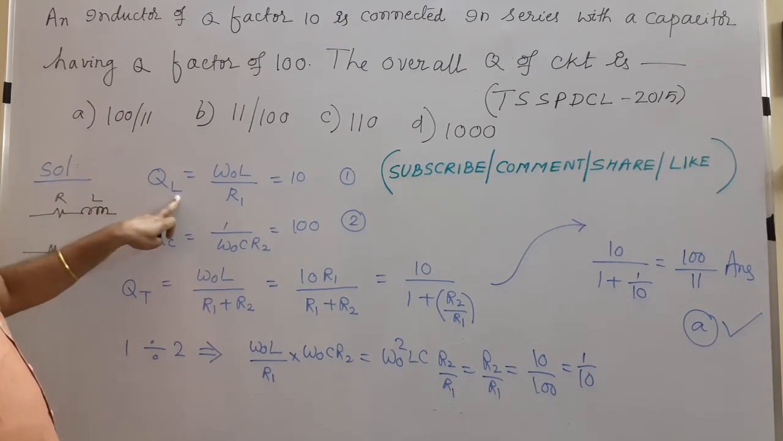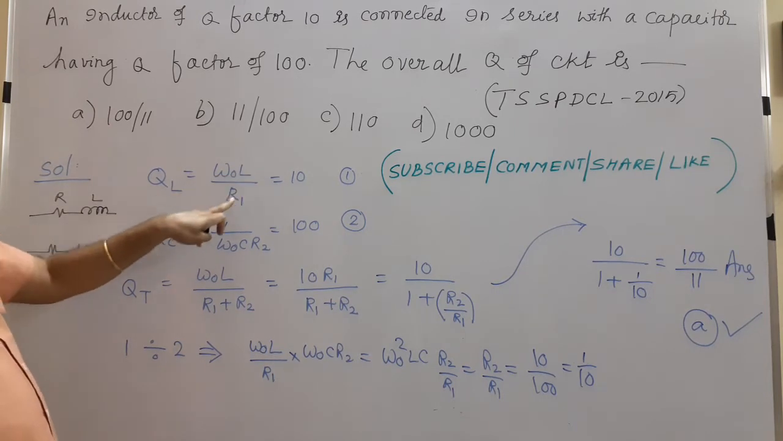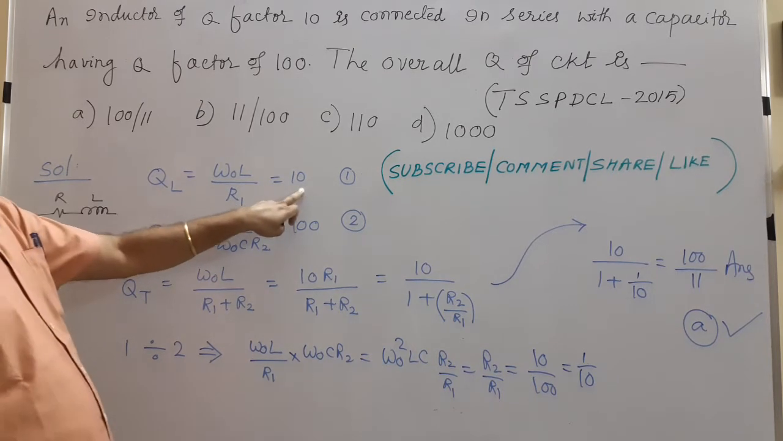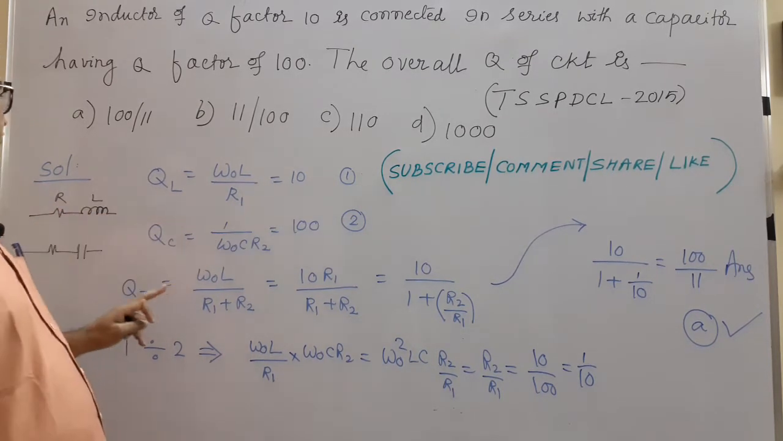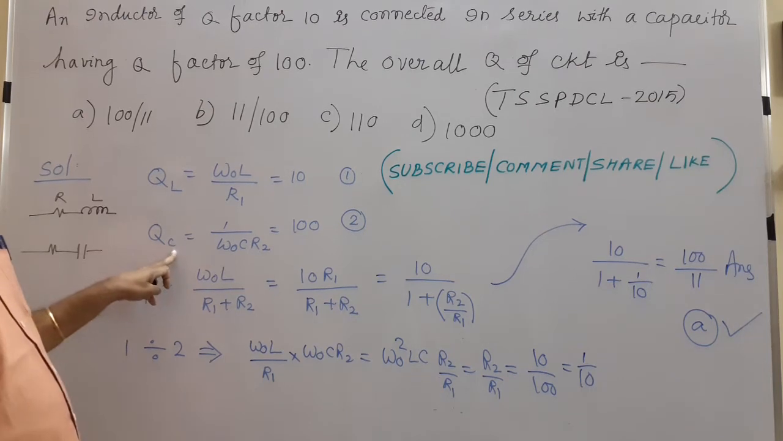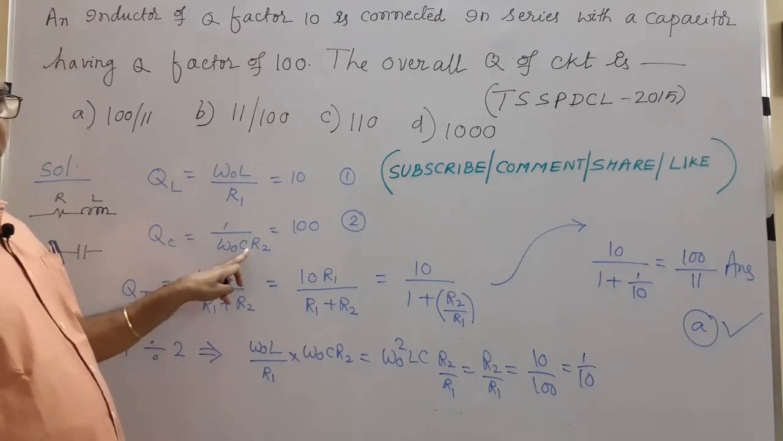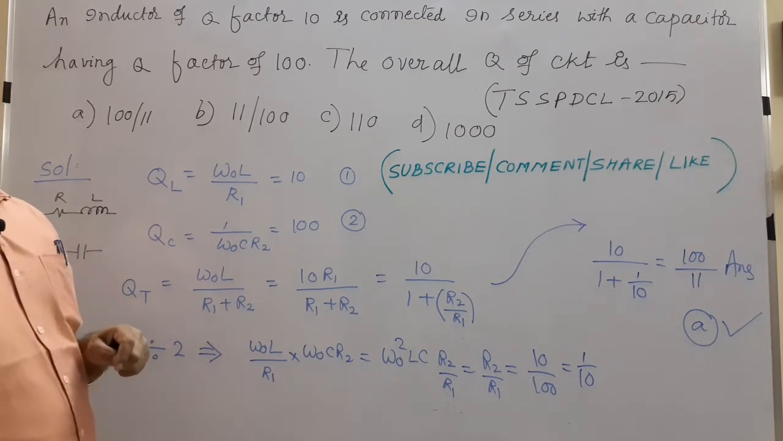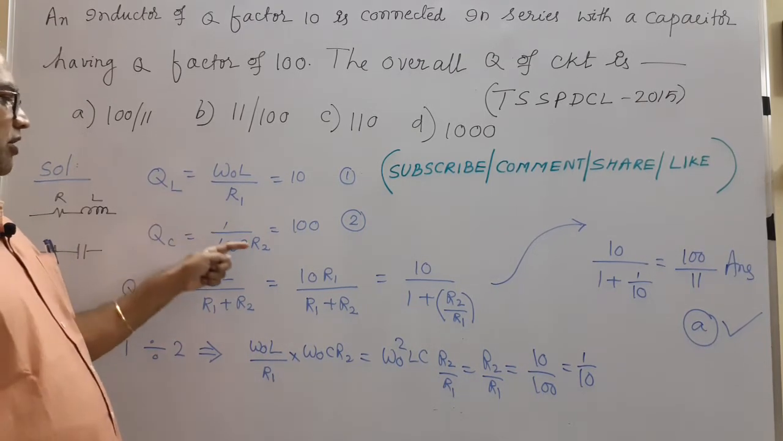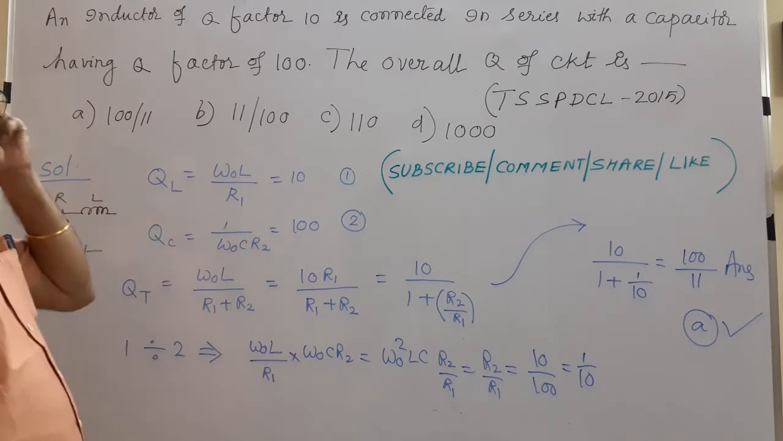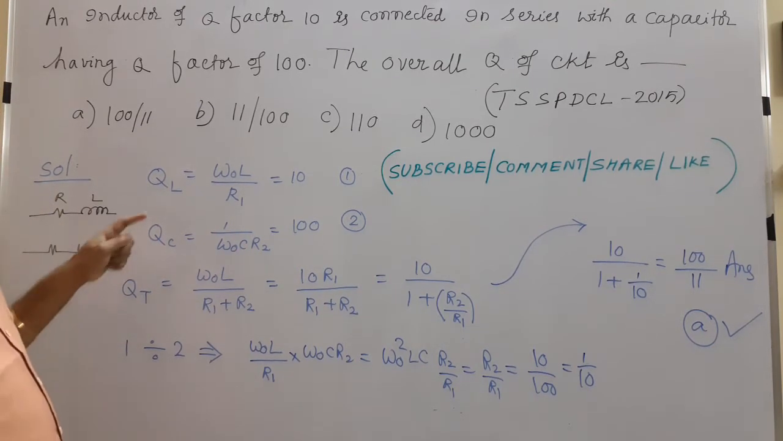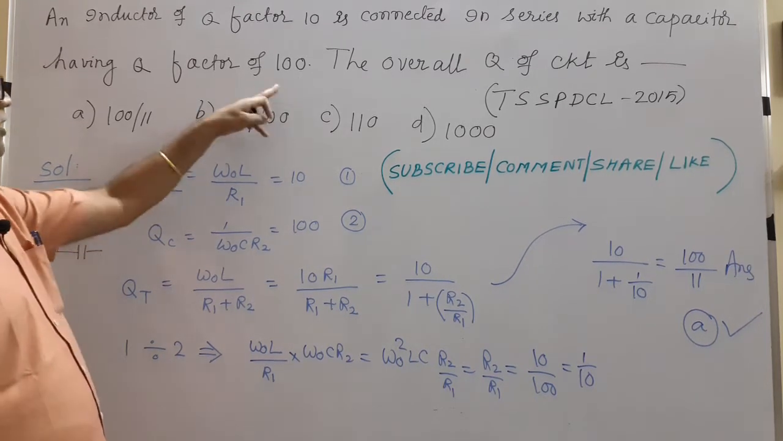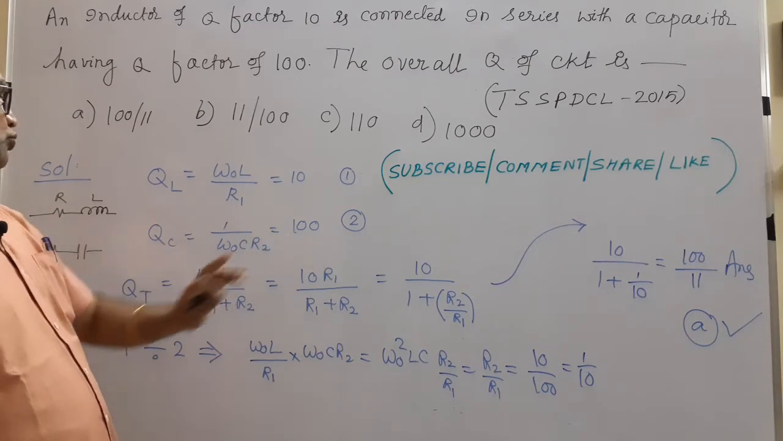Now the quality factor of the inductor formula is omega naught L by R1. I am taking some value R1, and that is 10 as given, equation number 1. Quality factor of the capacitor is 1 by omega naught C R2, because this resistance need not be equal, so I have taken R1 and R2, but the general formula is omega naught L by R. Here I am using R1 and R2, and it is given as 100, equation number 2.